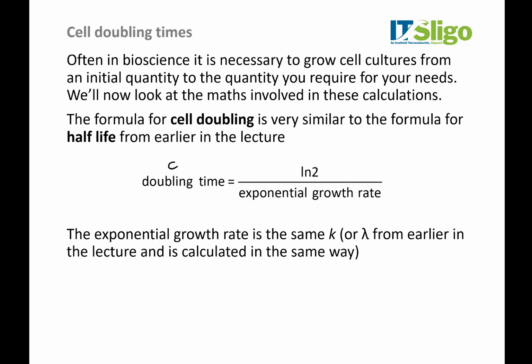Very often, this would be replaced by CDT, cell doubling time. And this is the exponential growth rate. So cell doubling time, guys, is essentially how long does it take for a cell culture of say 10,000 to grow to 20,000. How long does it take? That's the cell doubling time. The maths is the exact same as for half-life. The only thing is we're now starting with say 10,000 and we're asking how long does it take to double.